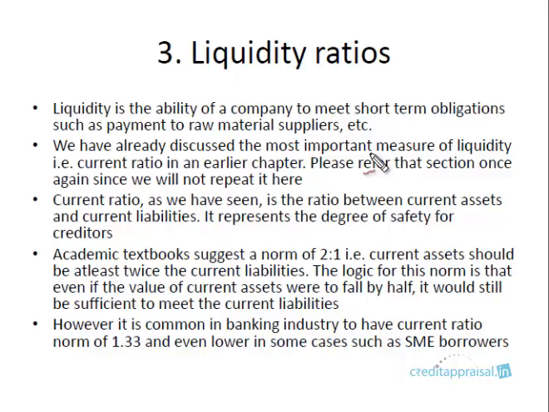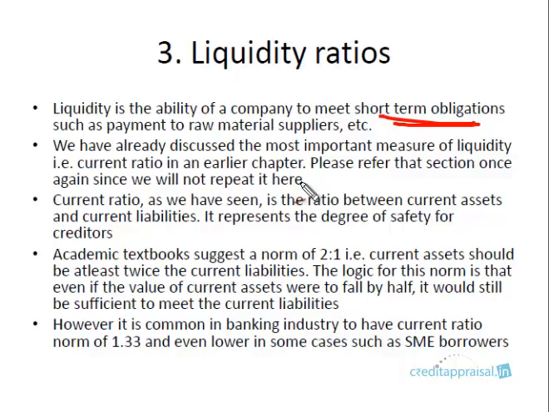The next set of ratios we are going to look at focus on liquidity. Liquidity is the ability of the company to meet short-term obligations. What are short-term obligations? These are financial obligations within the next, say, one year. For example, the company has procured raw material on credit, so it has to repay these raw material suppliers. Say the credit period is 30 days or 45 days. So within the next one or two months, the company has to pay the raw material suppliers. The question is whether the company has liquid cash to pay. That is liquidity.